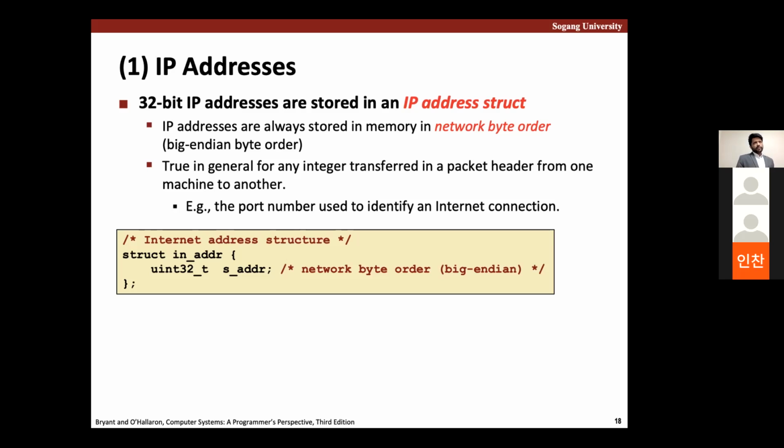Big endian byte order basically means that the encoding starts at the most significant bit, and then you move in descending order when encoding the rest of the bits. That's why it's called big endian byte order. This is true in general for any integer transferred in a packet header from one machine to another. The port number is always used to identify an internet connection, so you always need an address and port pair to identify a particular internet connection on the network.